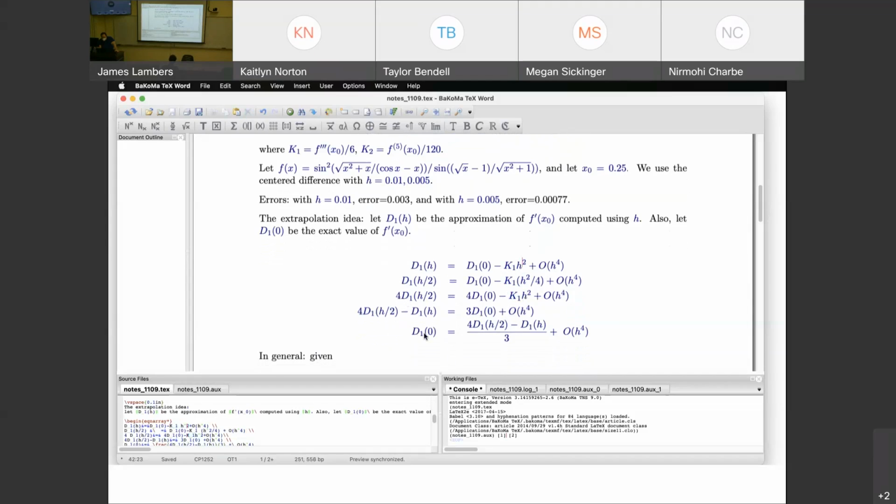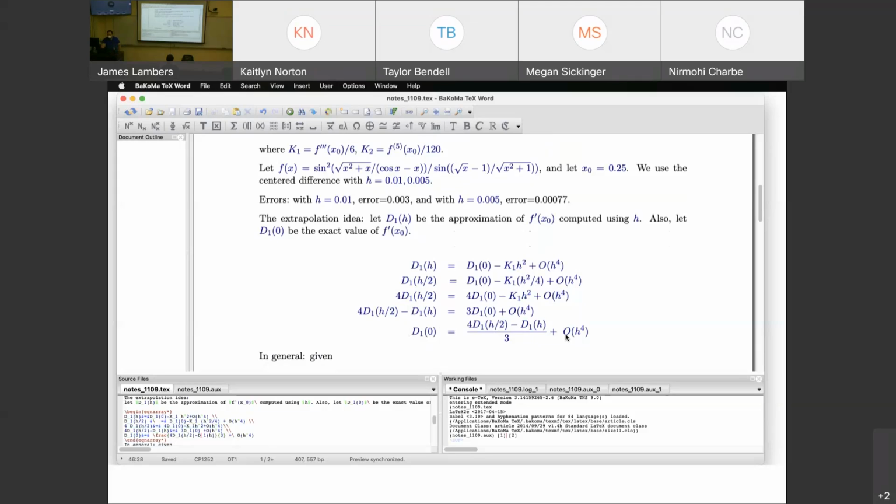And then I divide by 3. So really what I'm doing is I'm using this equation and this equation, taking linear combinations of them, to solve for the exact value, d1 at 0. So the exact result is now equal to this combination of my two approximations. And the error is now order h to the 4.